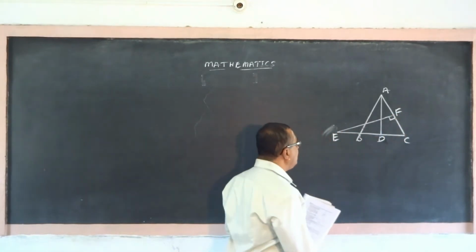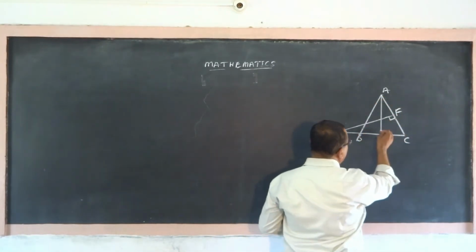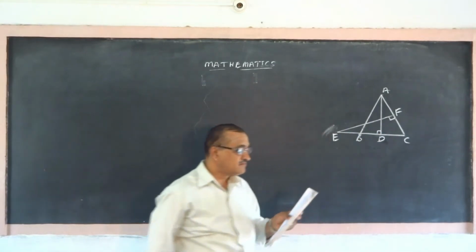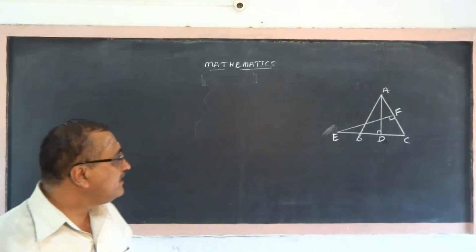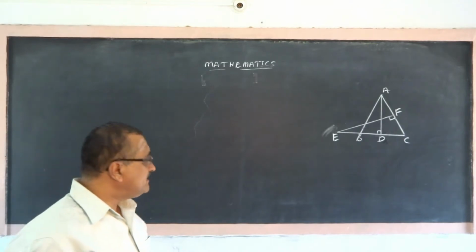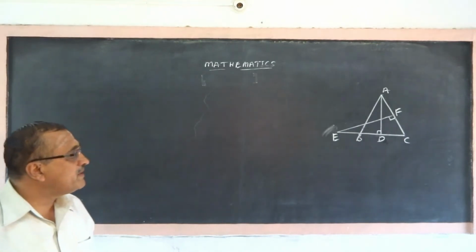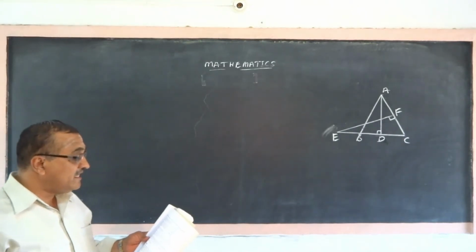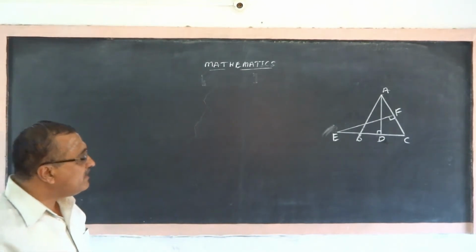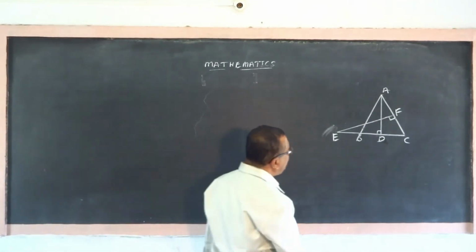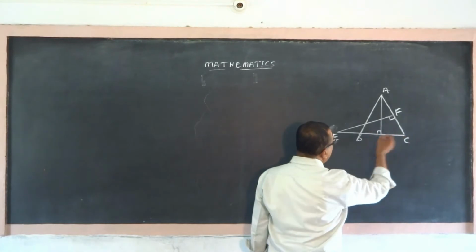ECF, this is a triangle. APD is a triangle. This is 90 degree. It is given that AD is perpendicular to BC and EF is perpendicular to AC. We have to prove that triangle APD is similar to triangle ECF.